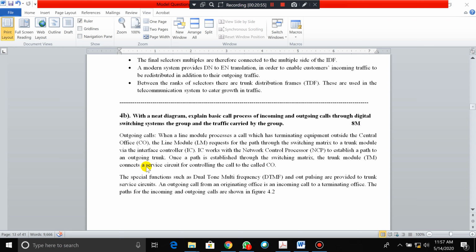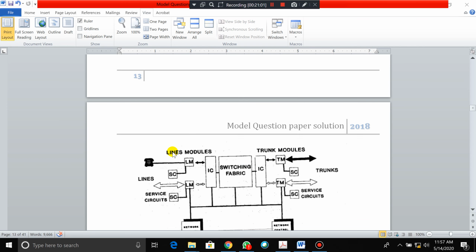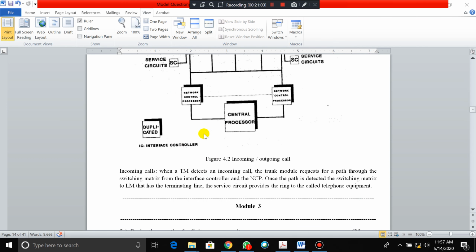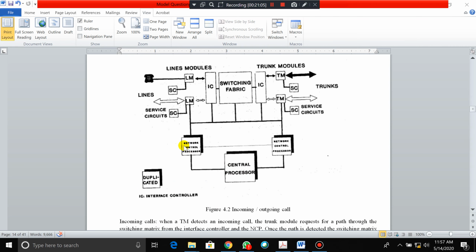Easily you can get it. So, outgoing call. You need to explain how the outgoing calls are made. So the diagrams: incoming calls, network control process, central processors, service circuits, line modules, trunk modules, switching fabric, interface controllers.